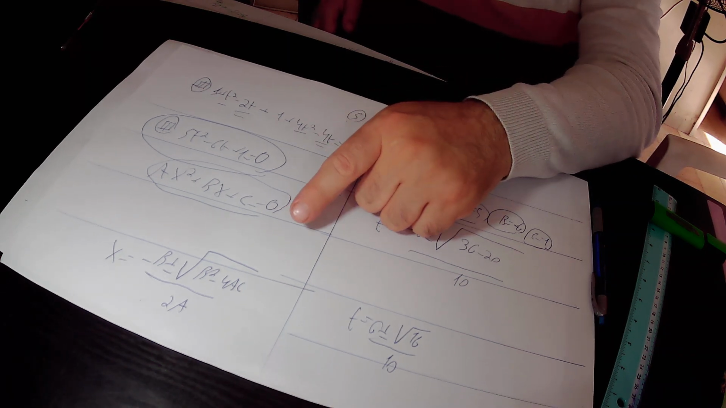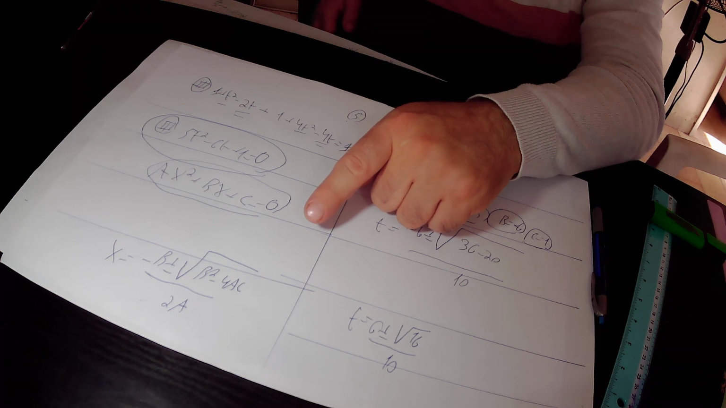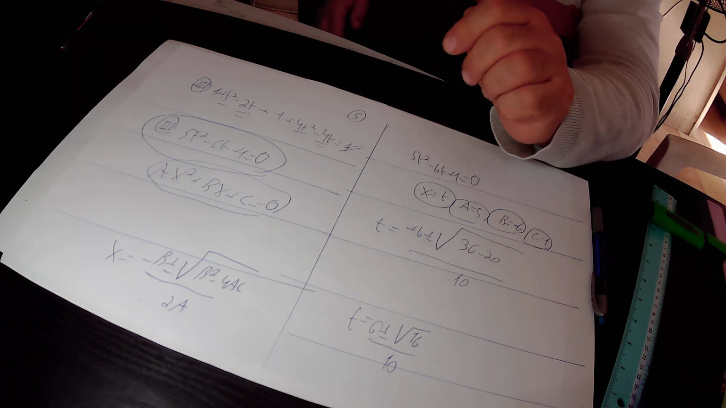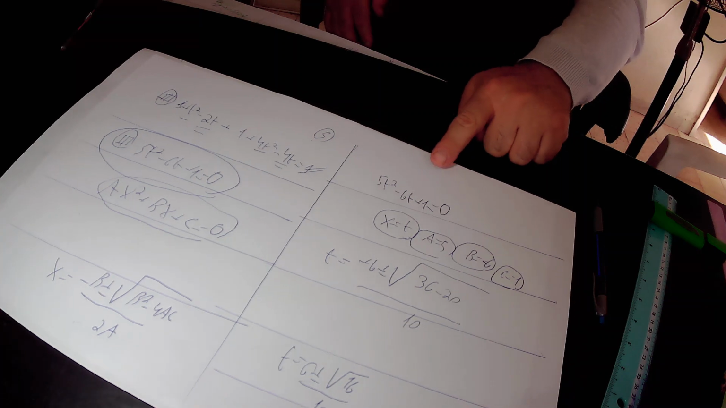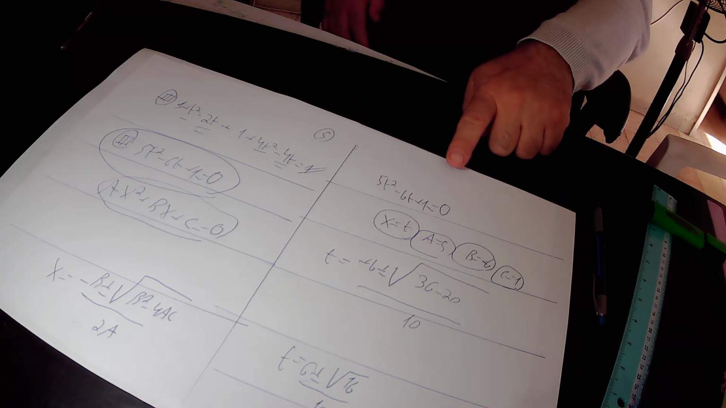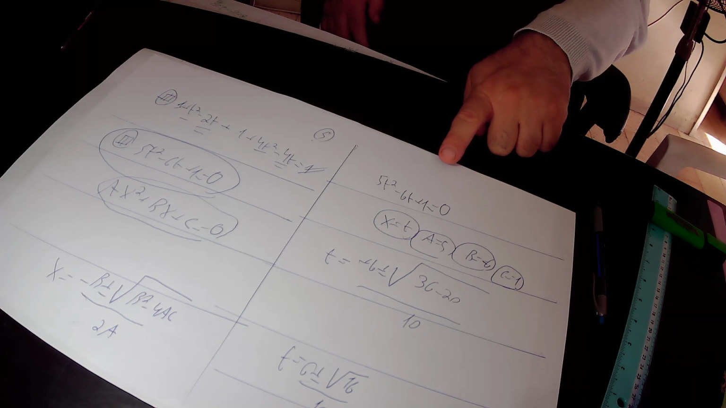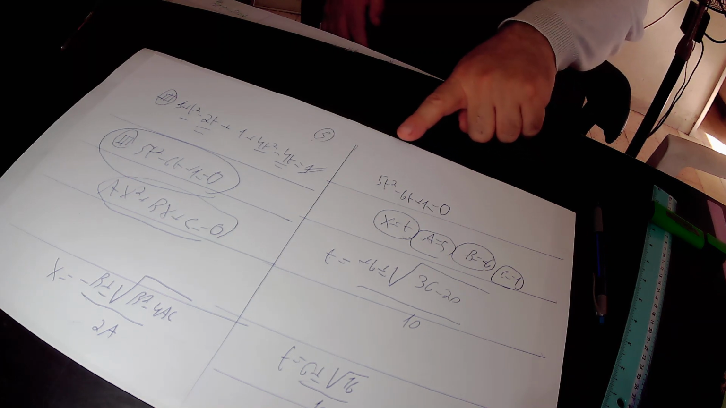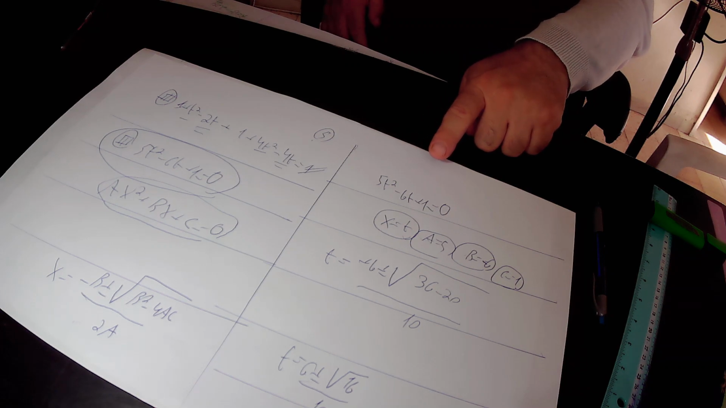x equals minus b plus or minus the square root of b squared minus 4ac, over 2a. In our specific quadratic equation, 5t squared minus 6t plus 1 equals 0, the variable that we're looking for is t. So x equals t, the coefficient a equals 5, the coefficient b equals minus 6, and the coefficient c equals 1.